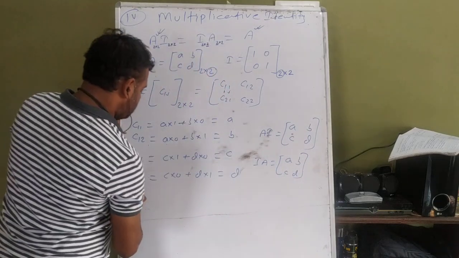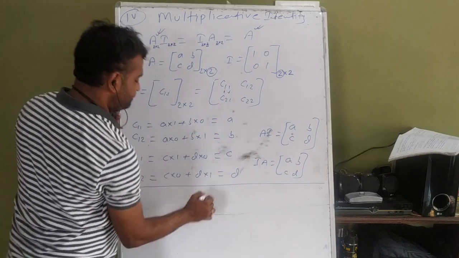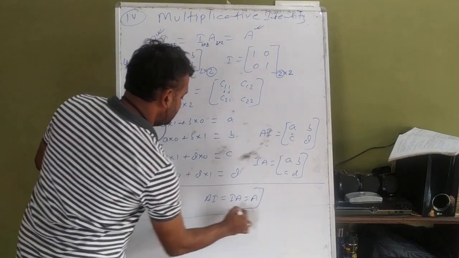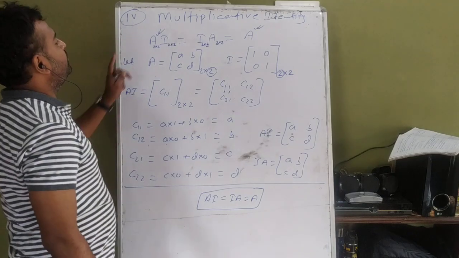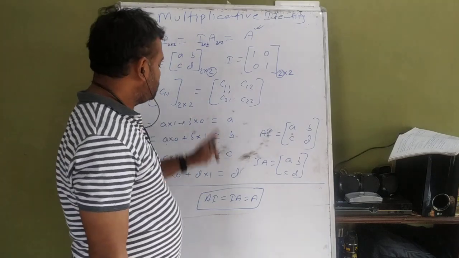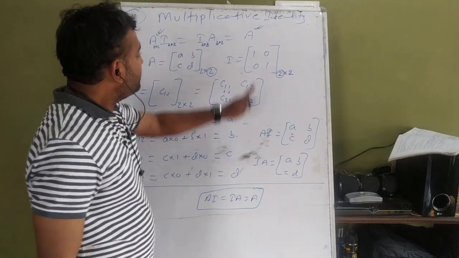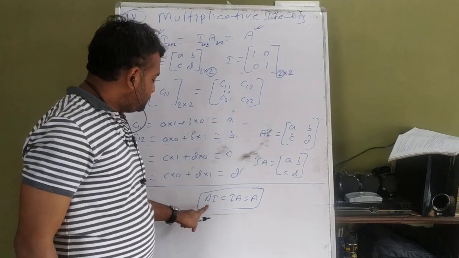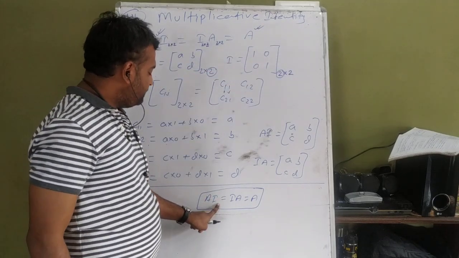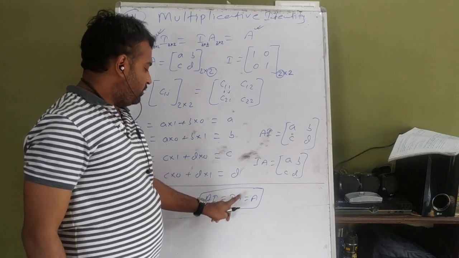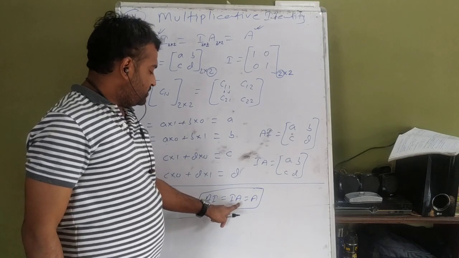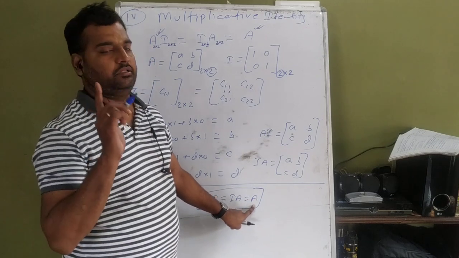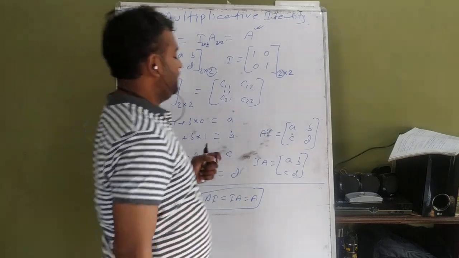Now thus we can state the result here: AI is equal to IA equals A. This is called the property of multiplication, also known as the property of the identity matrix. For any matrix, if you multiply it by the identity matrix, or multiply the identity matrix by any matrix, you will always get the same matrix. Multiplicative identity.